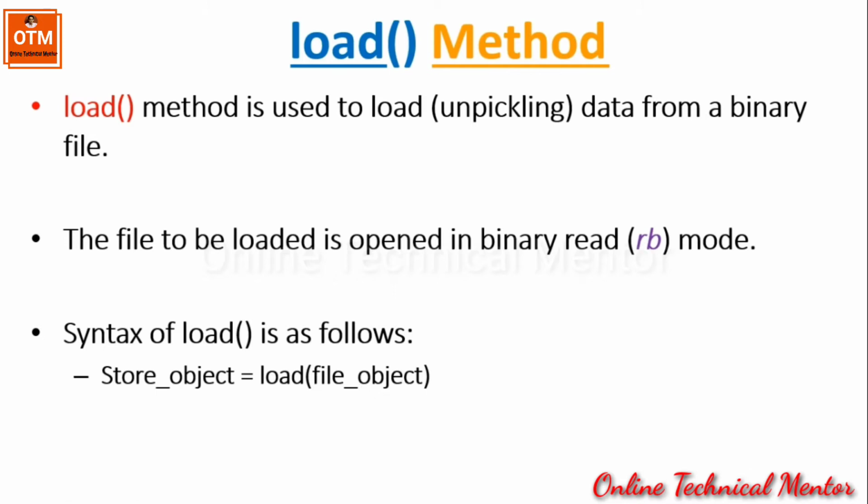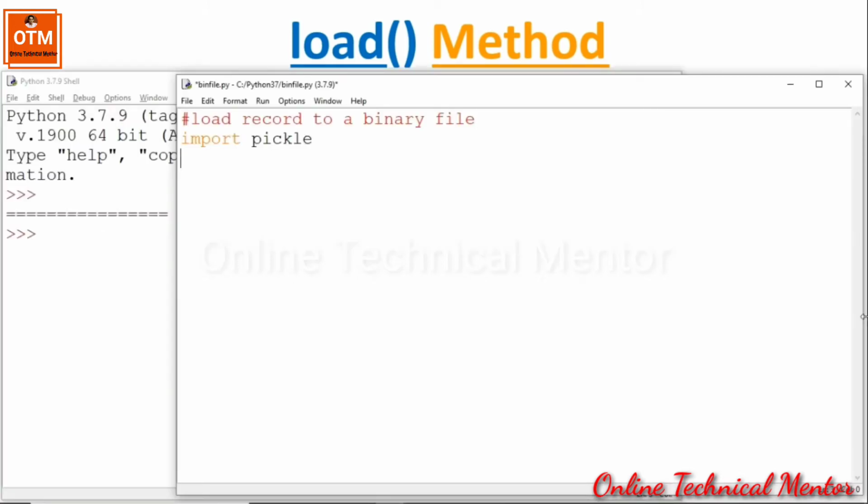From where the data is going to be retrieved. So the data will be fetched from the file object and will be stored within the store object. This store object may be a list, tuple, or dictionary according to the content of the file. Load record to a binary file.